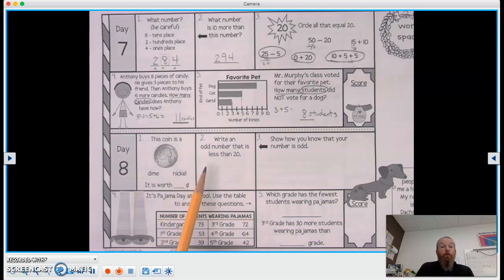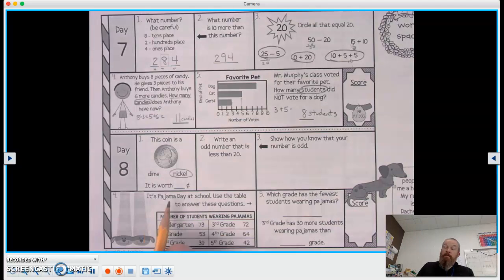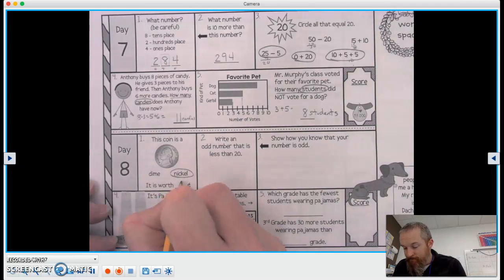Number 1, this coin is a blank. Choices are dime or nickel. It is a nickel. Very good. It is worth how many cents? 5. Very good.